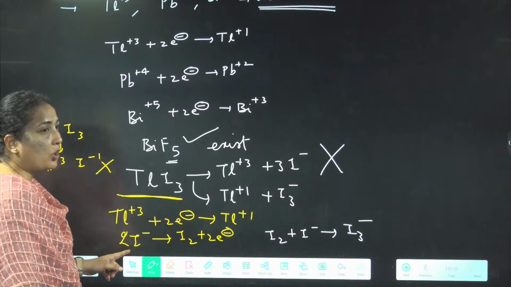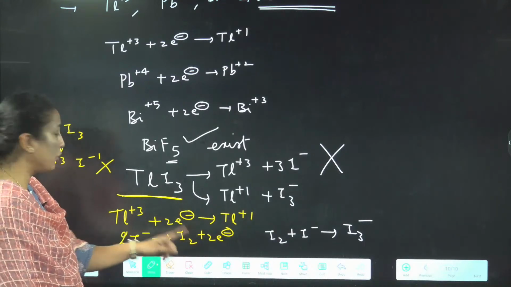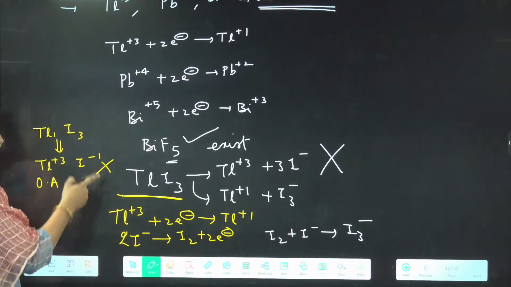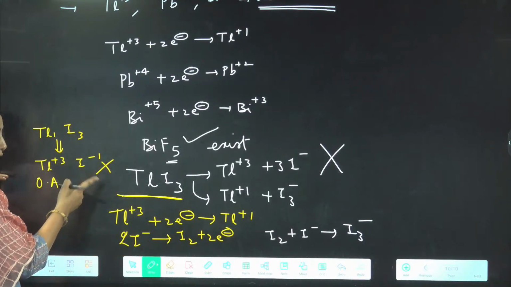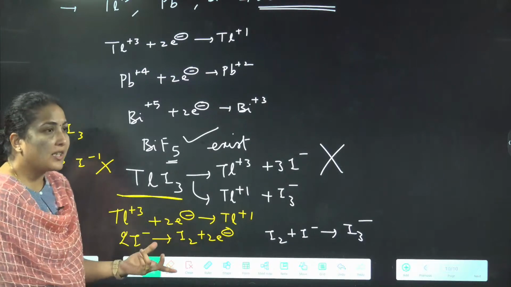So when I minus gets oxidized, it will be releasing 2 electrons. And who is going to accept those 2 electrons? Thallium plus 3, right? So just now we have seen that this will act as an oxidizing agent. So it is going to oxidize I minus to I2 and itself it will get reduced. Now that is the definition of an oxidizing agent.